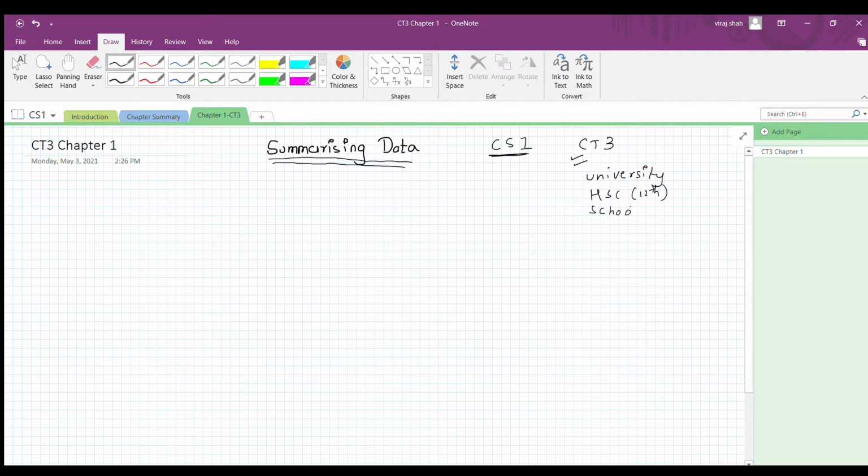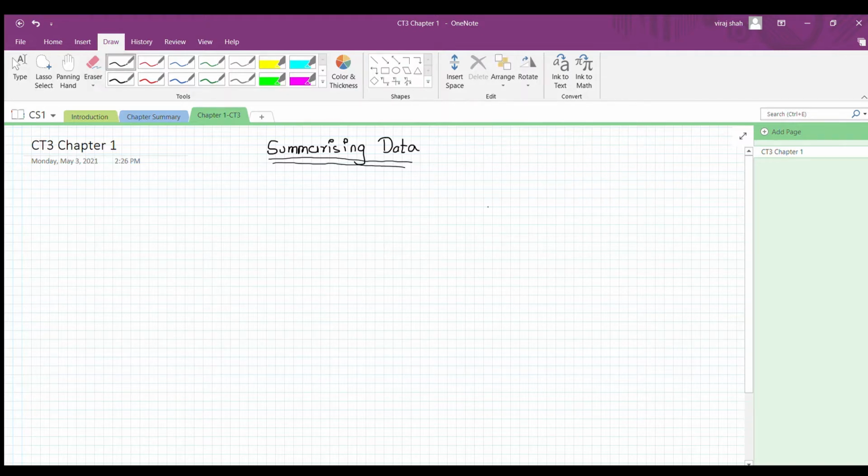So we are going to study three chapters of CT3, which are pretty basic and you would be able to grasp. So it is not important to learn, but however, it is important for you to remember what determines what and what is basically what. So that's it. Starting with it.